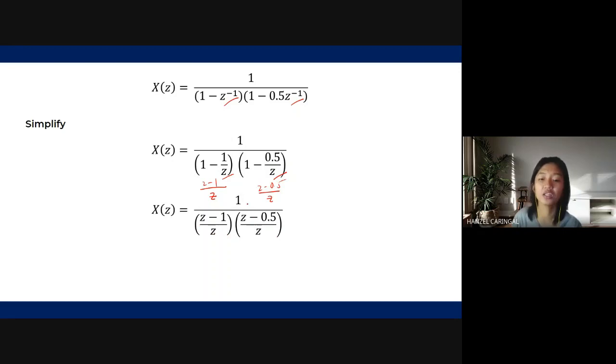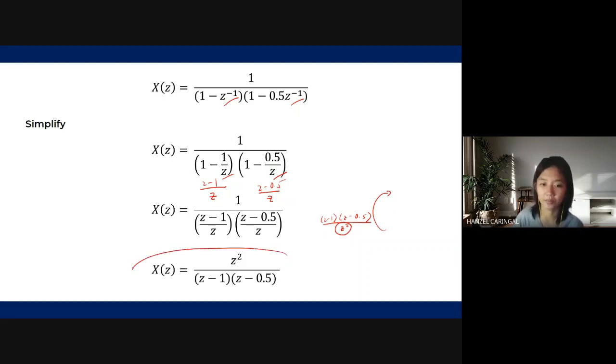Then, since this can be written as z squared, z squared over z minus 1 times z minus 0.5, we move the z squared to the numerator. So what happens is this: z squared over the quantity z minus 1 multiplied by the quantity z minus 0.5.